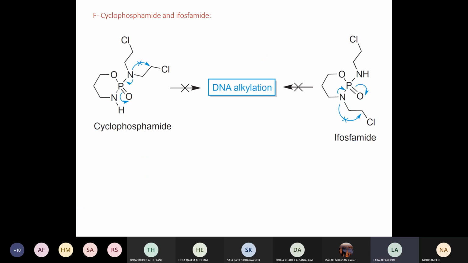The last thing I want to talk about in today's lecture is cyclophosphamide and ifosfamide. What did they attach the nitrogen to? Here. In these structures, do you consider this nitrogen nucleophilic enough to form the aziridinium ion? No.